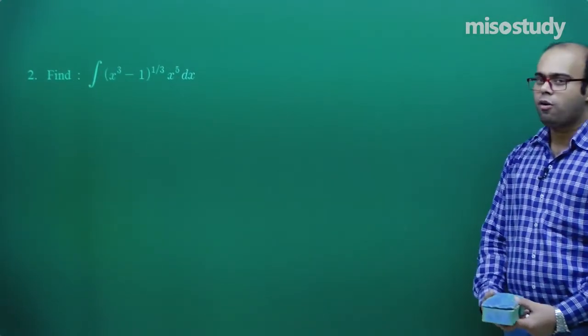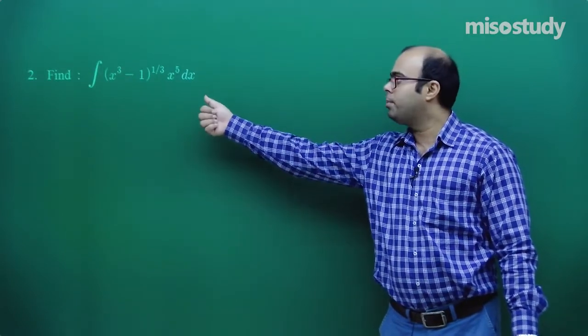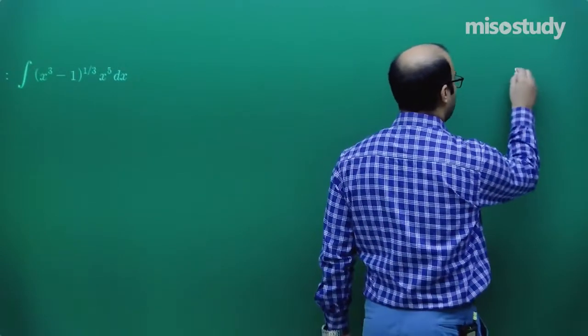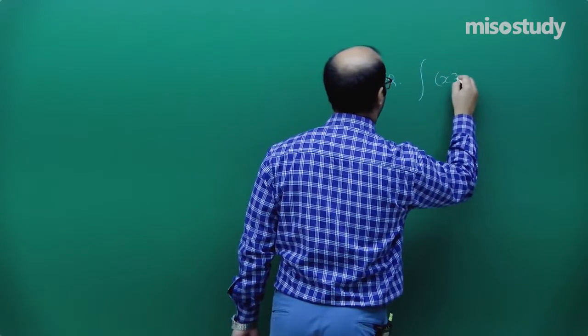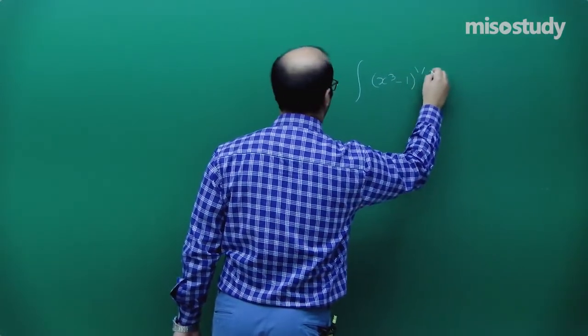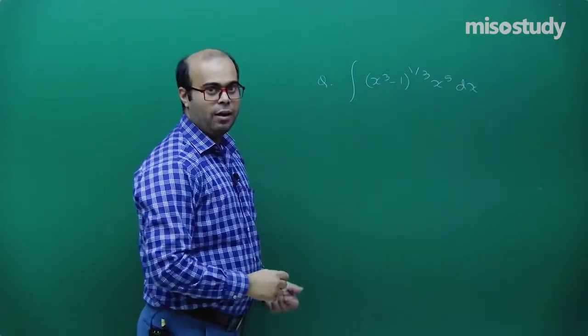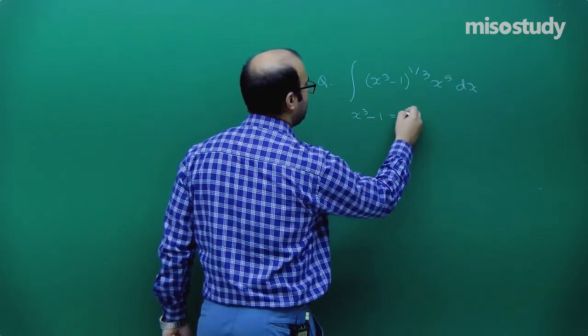The next question says: find the integral of (x cube minus 1) cube root times x to the power 5 dx. Let us solve this question. This is also a 1 mark question, and here we have to intelligently use substitution. What substitution do we have to do here? We have to put x cube minus 1 as t cube.